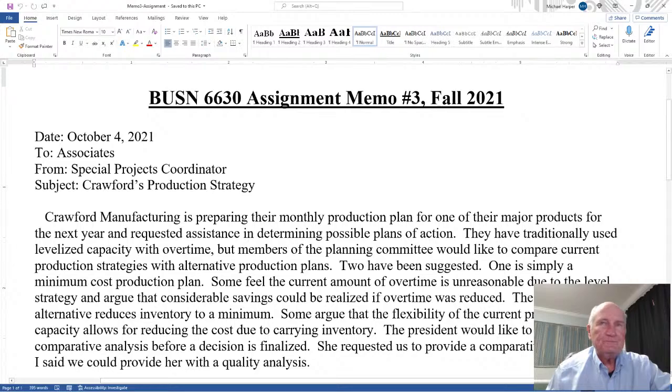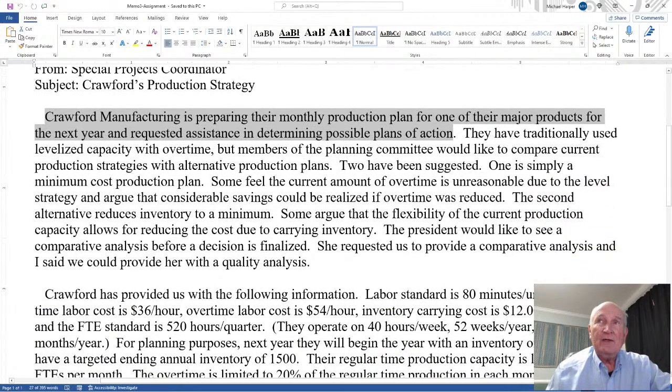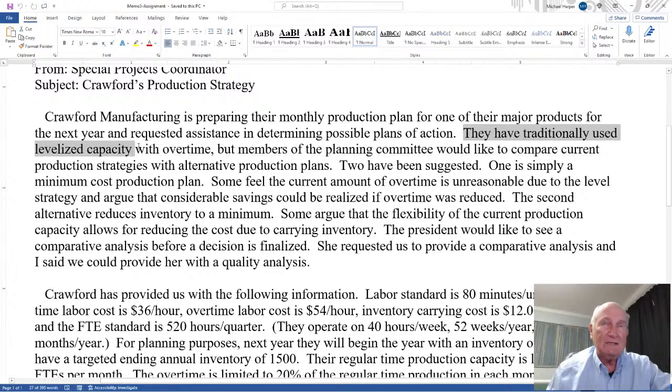In this memo, Crawford Manufacturing is preparing their monthly production plan for one of their major products for the next year and requested assistance in determining possible plans of action. They have traditionally used levelized capacity with overtime, but members of the planning committee would like to compare current production strategies with alternative production plans. Two have been suggested. One is simply a minimum cost production plan. So now we have two plans, a levelized capacity and minimum cost production.